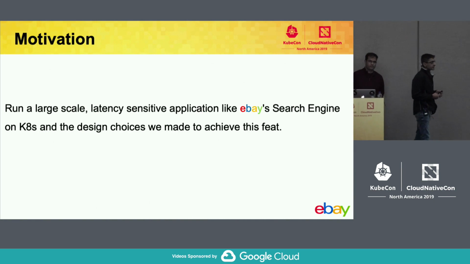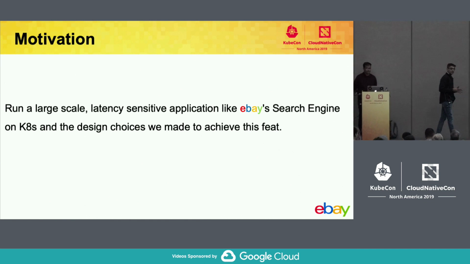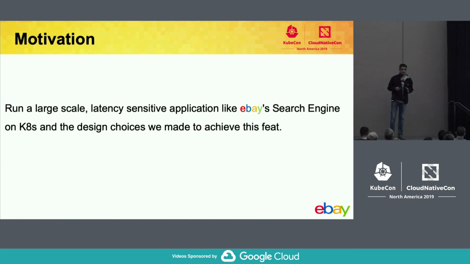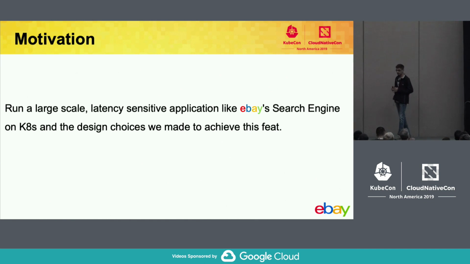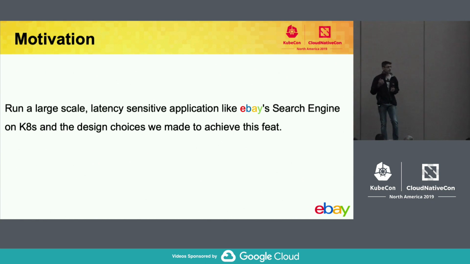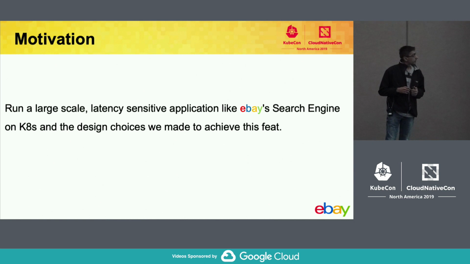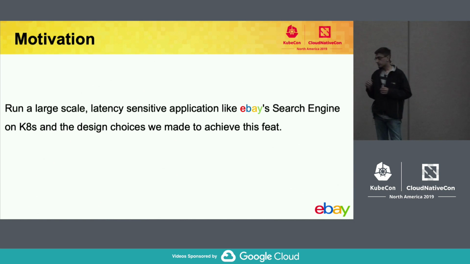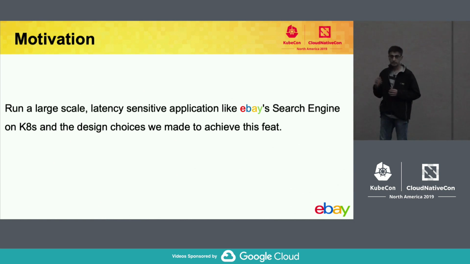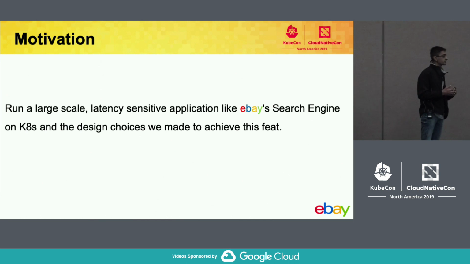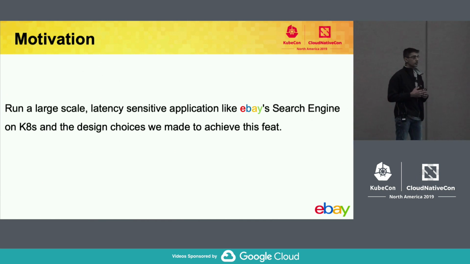So if there's nothing else that you remember from this talk, at least remember that it's possible to run a large-scale, latency-sensitive application, like a search application, on the Kubernetes platform natively. And hopefully, with that said, I'll walk you through what search looks like in eBay, what search's scale is, and then my partner will go into detail on what our current design looks like when we model this use case on top of Kubernetes.